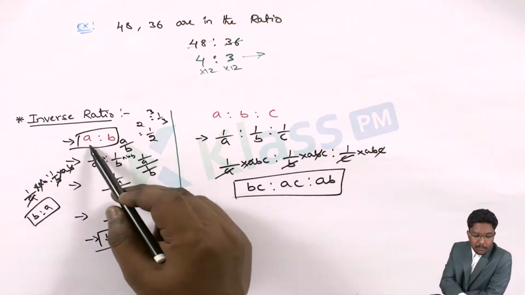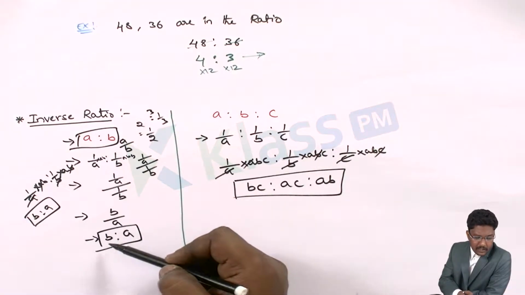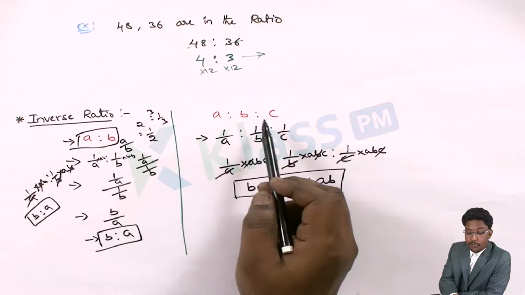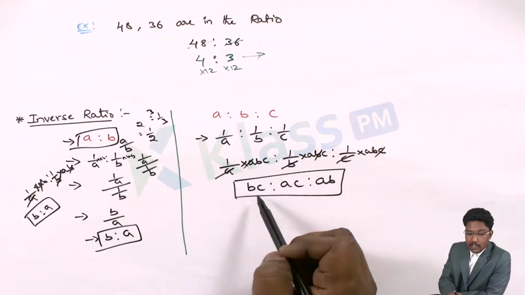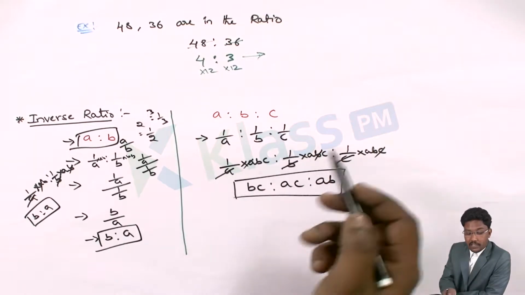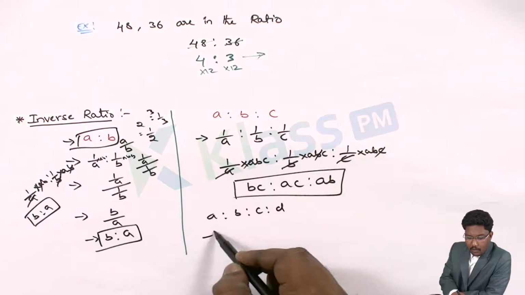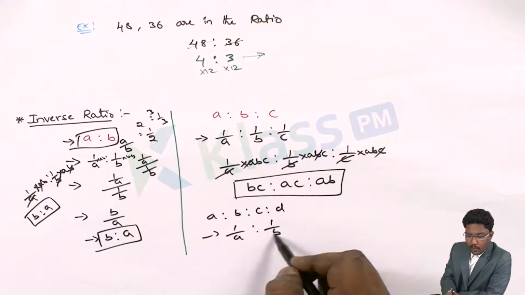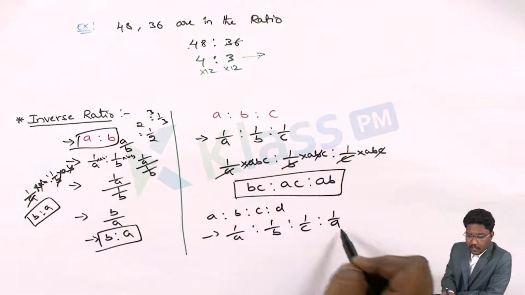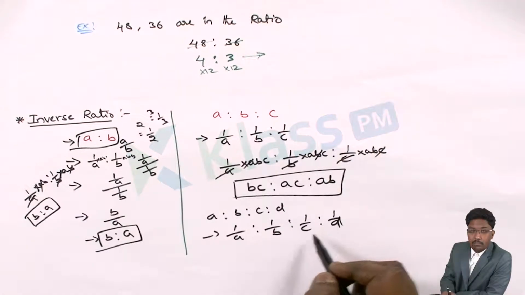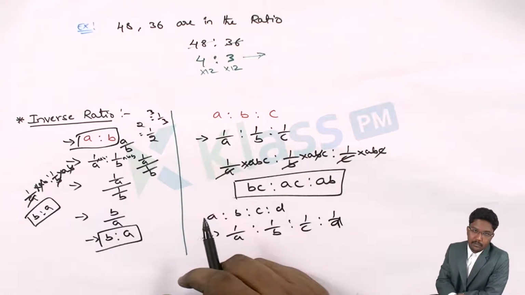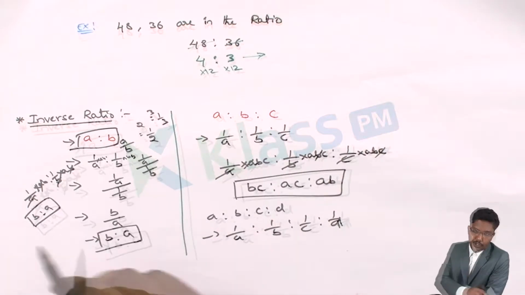If it is a simple one, A is to B, then we can directly say it is B is to A. But if it is A is to B is to C, then it is BC, AC, AB. If it is four terms, A is to B is to C is to D, then follow the same rule: 1 by A, 1 by B, 1 by C, 1 by D. Find the LCM, multiply each term with the LCM. Then you will get the inverse ratio.